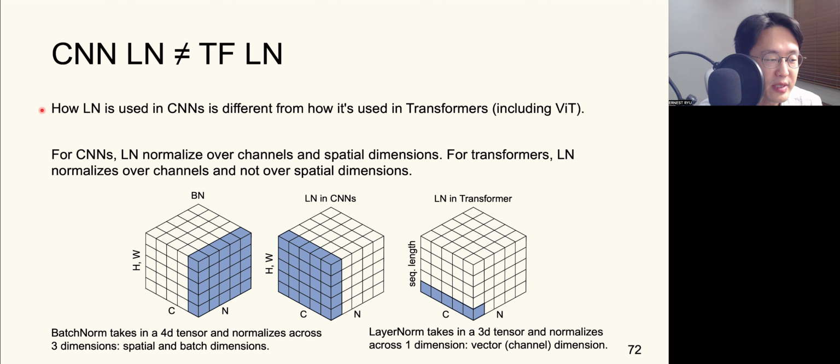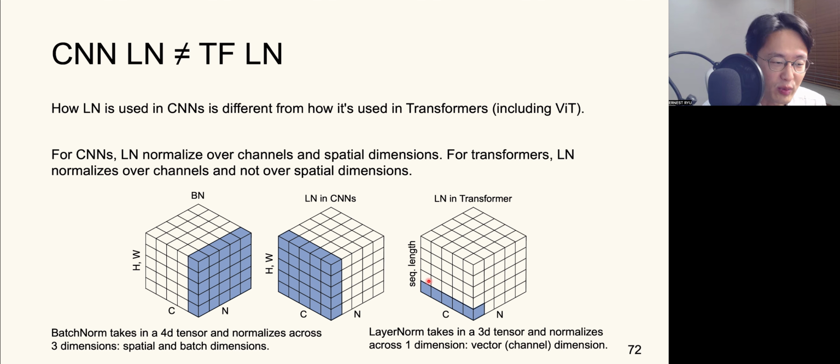In this slide, I want to clarify some misconceptions about exactly along which dimensions batch norm and layer norms are doing their normalizations. There are actually two different variants of layer norms. There's a layer norm used for convolutional neural networks, and then there's a layer norm used for transformers, including vision transformers, and those two are slightly different. For convolutional neural networks, the layer norm normalizes over the channels and also the spatial dimensions. For transformers, the layer norm only normalizes over the channels and not over the spatial dimensions. Now, the spatial dimension in a transformer would correspond to the sequence length. It indeed does for the vision transformer.